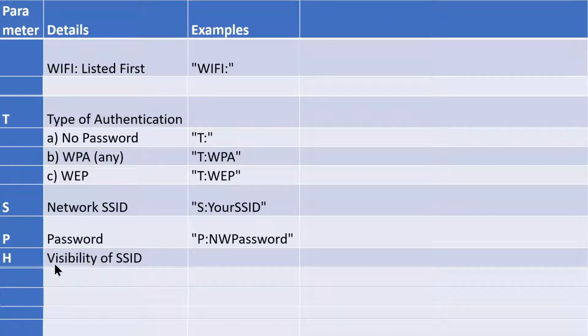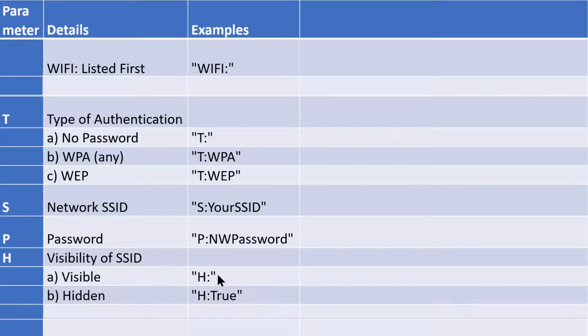Finally, we have the visibility of the SSID. If the SSID is visible, it's just H:. If the SSID is hidden, it'll be H: true. And each of these parameters are separated by a semicolon.